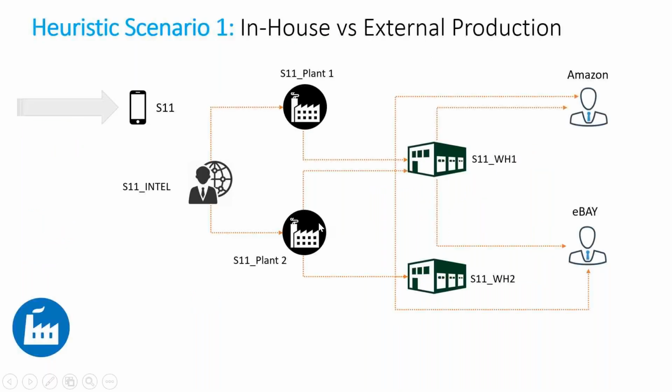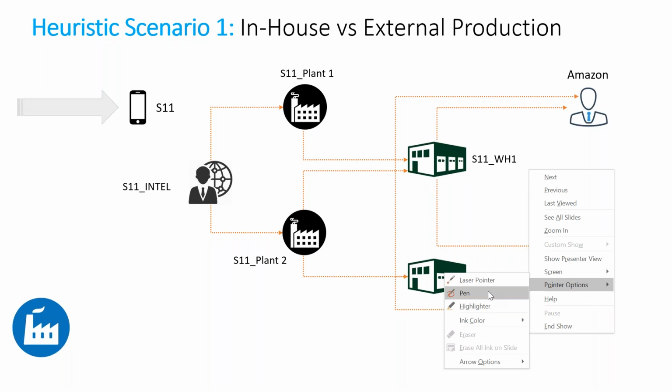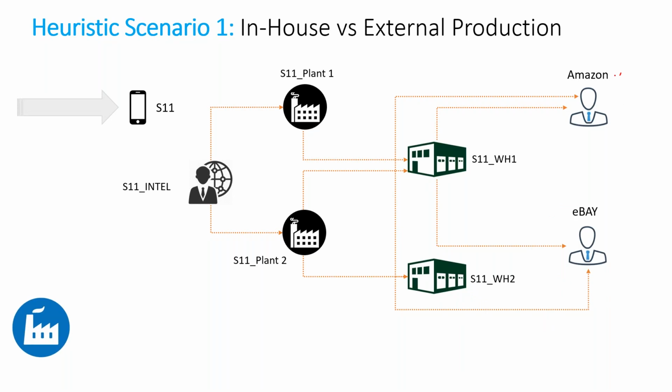So first scenario is the in-house versus external production. This is the network that we built yesterday. On the right-hand side we have the customers, Amazon and eBay, and Amazon is connected to two locations, warehouse one and warehouse two.